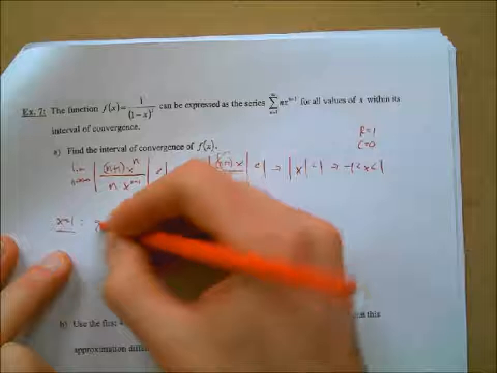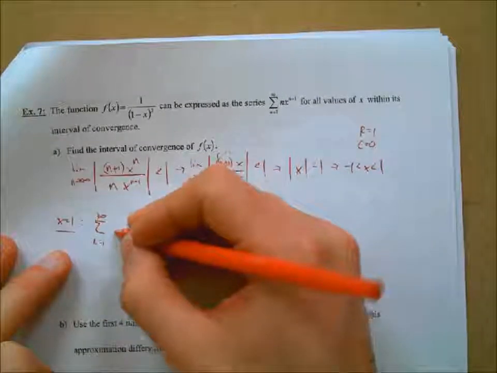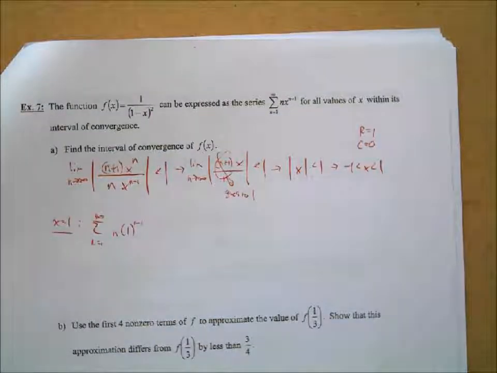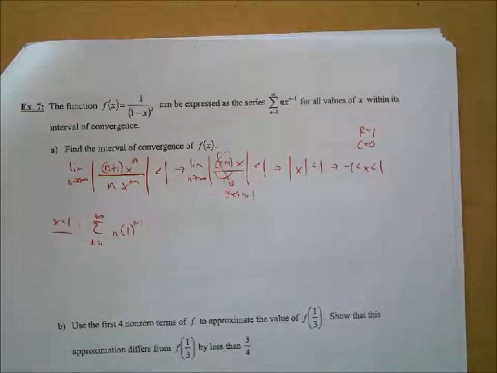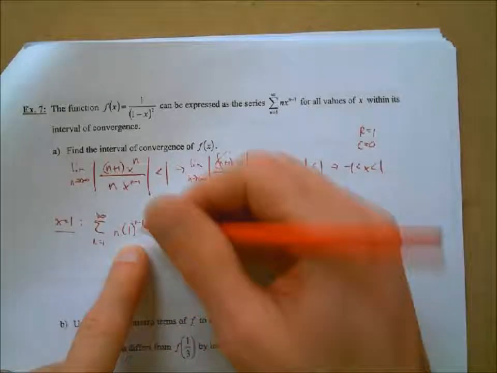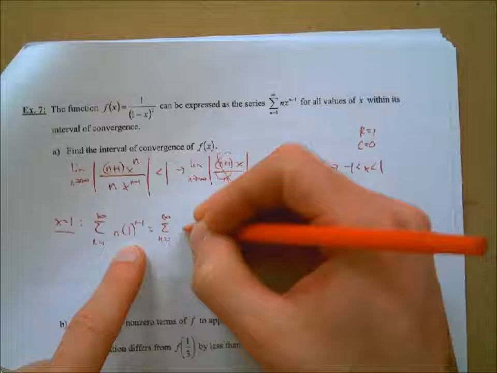That's the sum from n equals 1 to infinity of n times 1 to the n minus 1. And 1 to the n minus 1 is just 1, a positive 1 there. So that's equal to really the sum from n equals 1 to infinity of n.